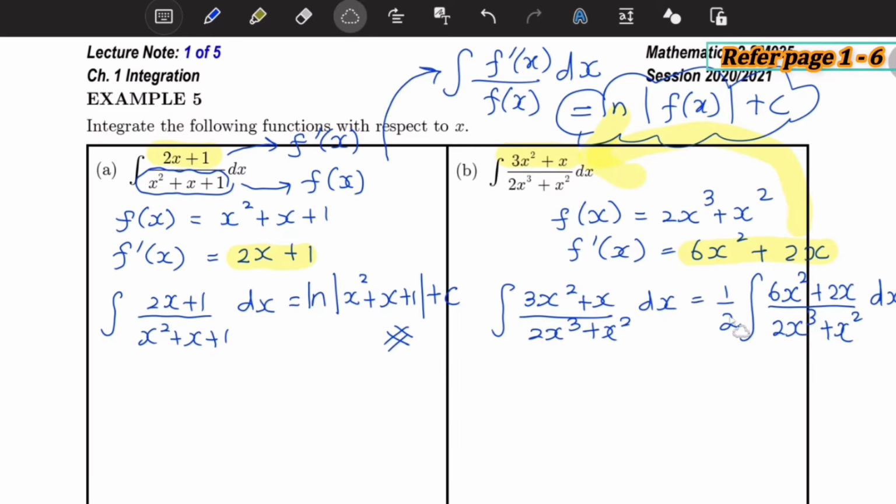If you simplify this part, you will get the same as the question. So this is the pattern of the rule. This is your f prime x and your denominator is fx. The final answer will be 1 over 2, the constant, times ln of the denominator 2x cubed plus x squared, plus c.